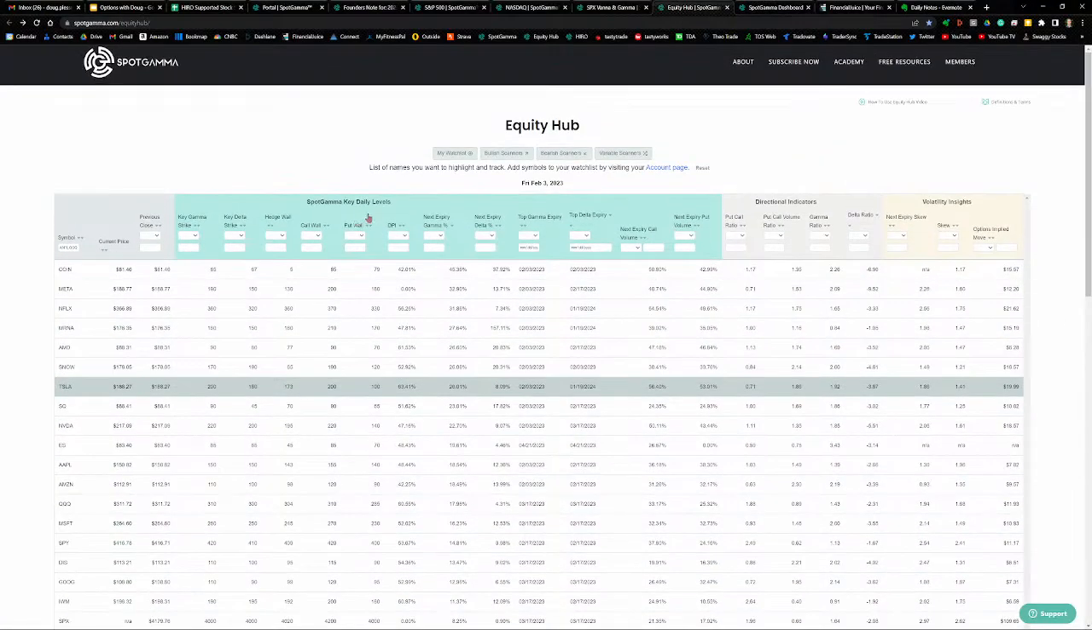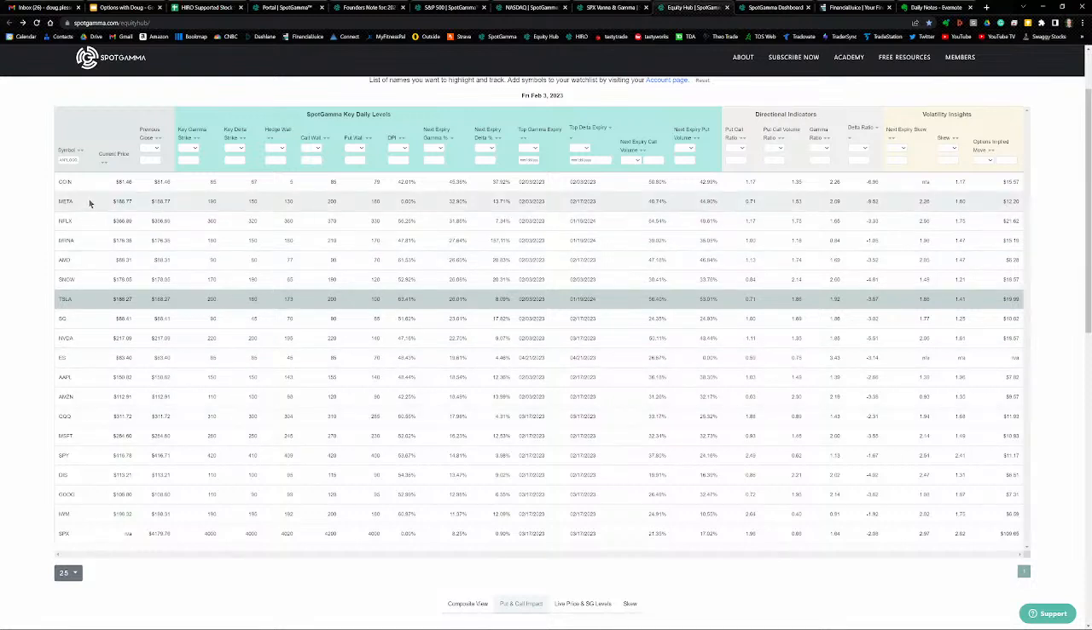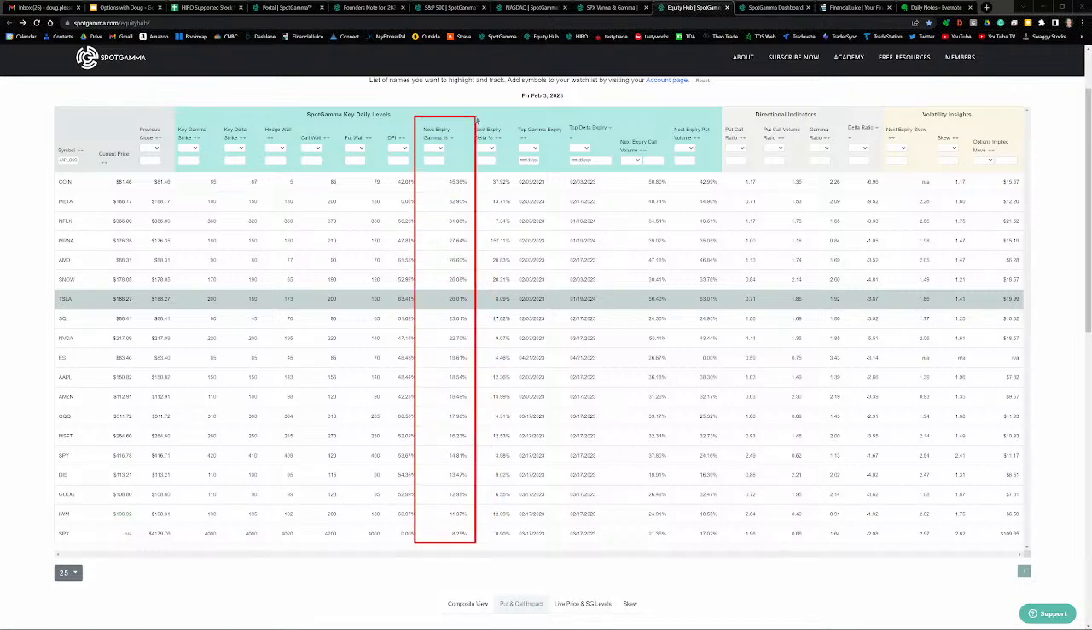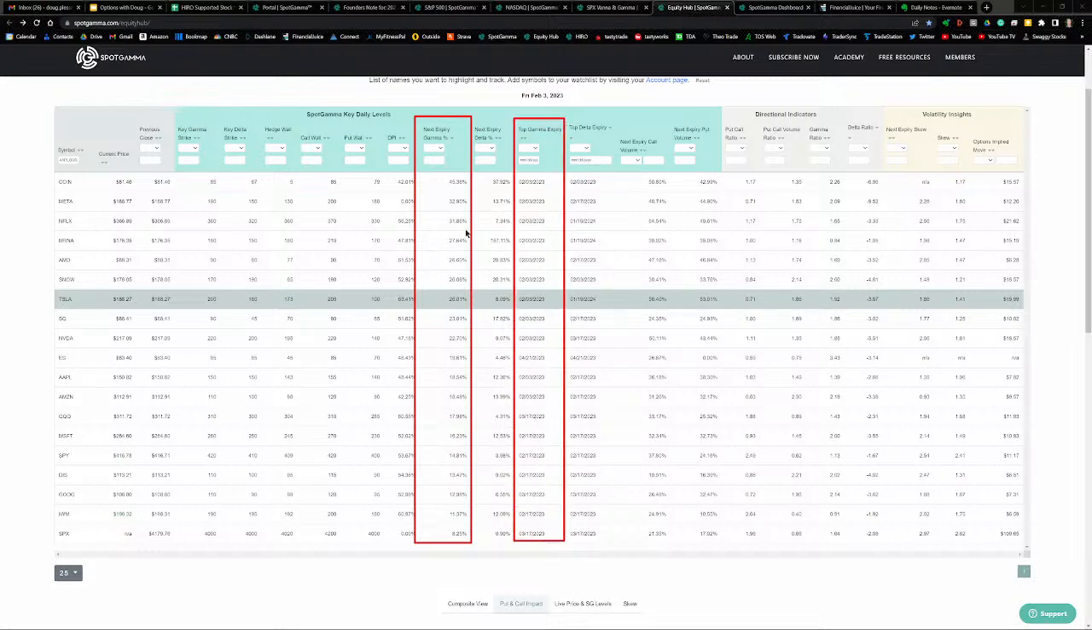Let's go to Equity Hub. So what I've done here is sort these stocks by this next gamma expiry. So this shows the amount of gamma expiring. And this is showing the date of that expiration. So notice the stocks in the upper half of this list. This top gamma expiry is today. That's February 3rd. So Meta's at the top of the list, and we'll look at this. And typically, any number over 30% is significant, but 26% for AMD was close enough.